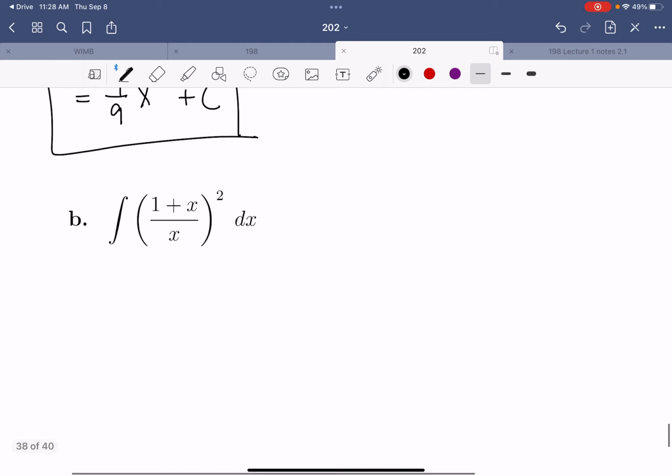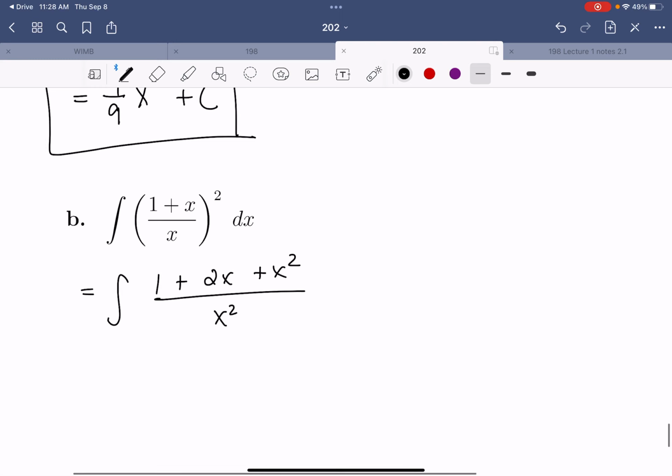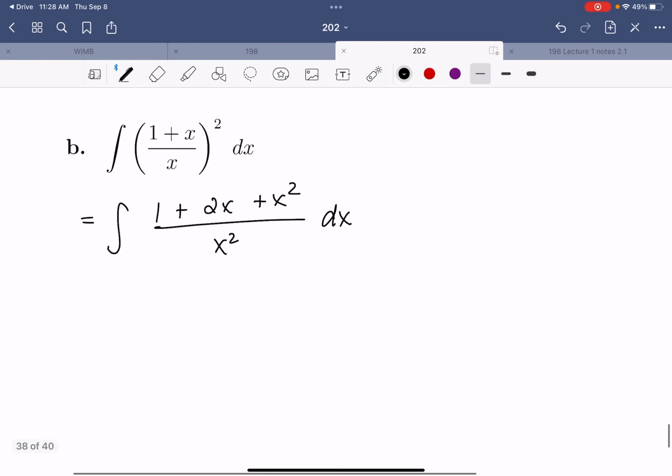Then for b, before I go through here, I'm going to square everything. So that's going to give me the integral of 1 plus 2x plus x squared all over x squared. Now, I can't deal with quotients, so I'm going to go ahead and divide that through. That gives me 1 over x squared, 2 over x, because I simplified the 2x over x squared, and x squared over x squared is 1.